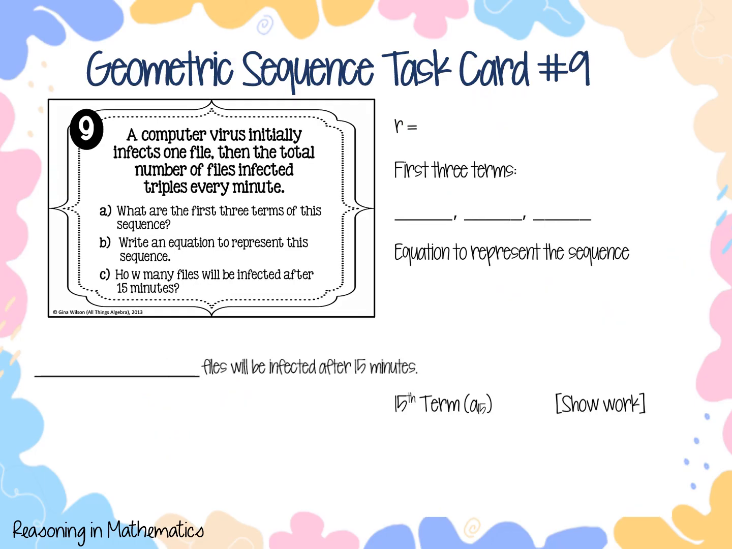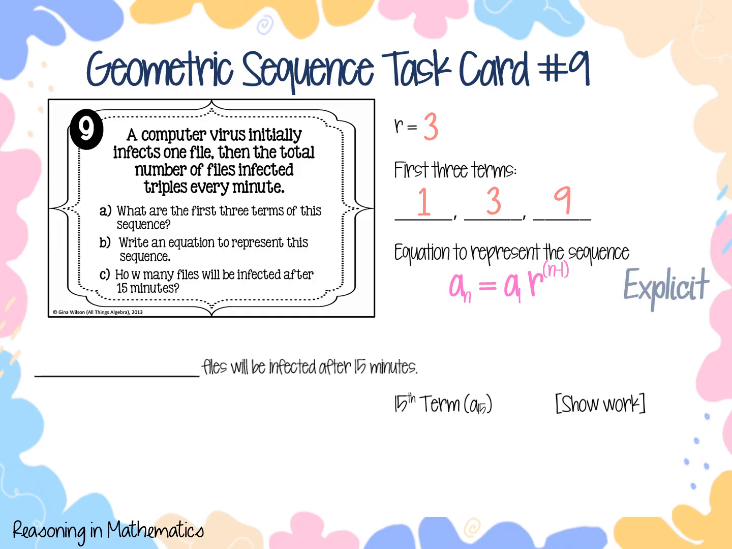Number 9, a little bit different. A computer virus initially infects one file. That is our initial term. Then the total number of files infected triples every minute, so our common ratio is 3. To get the next term, you multiply 1 by 3. To get the next term, you multiply 3 by 3.